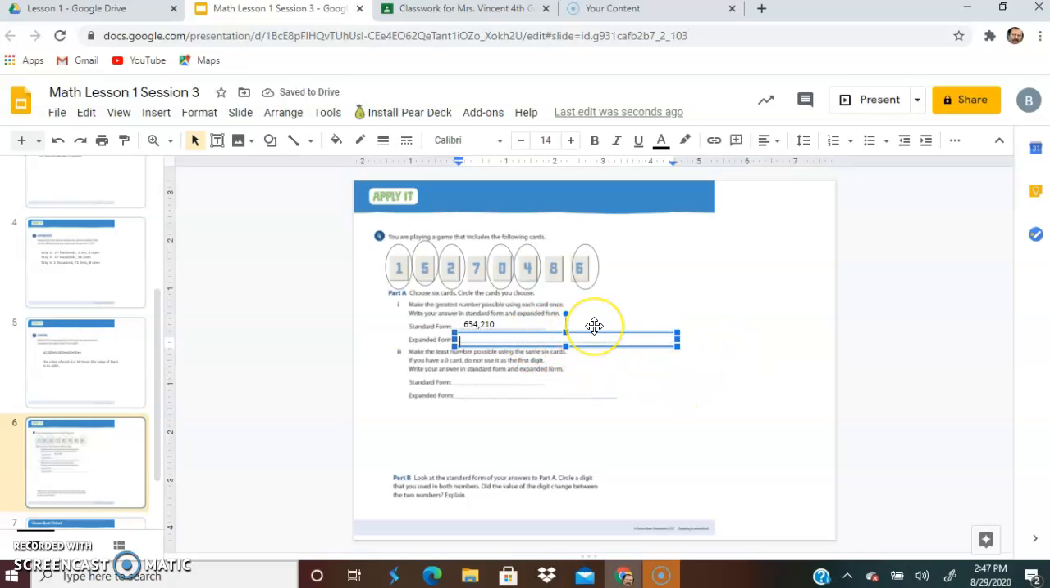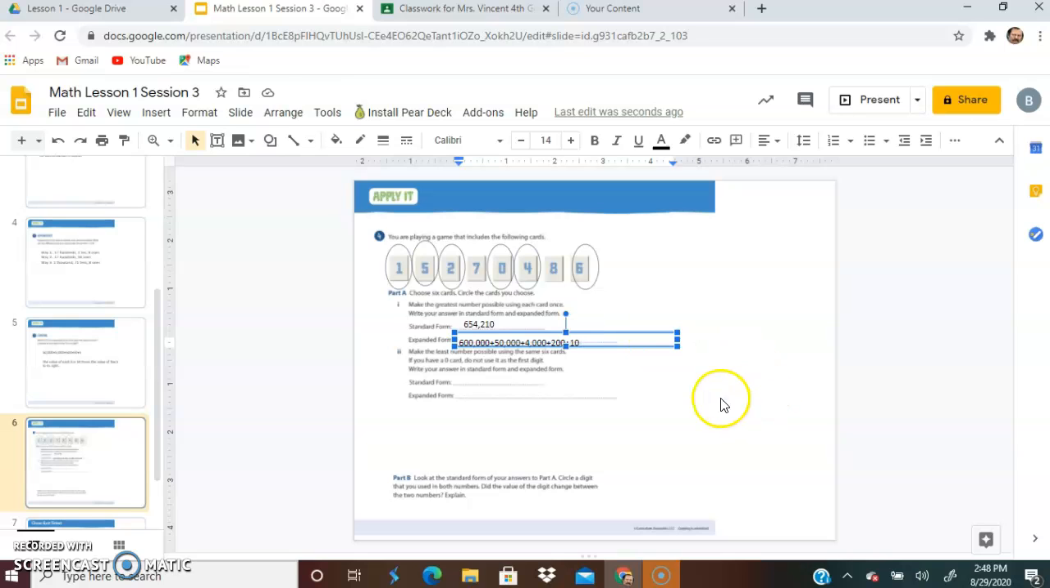Okay, there we go. So let's stretch it out. Mine would be 600,000 plus 50,000 plus, then I have a 4 in the thousands place, then I have a 200 plus, and then I just have 10 at the end. I don't have any zeros, so I don't have to put plus 0.